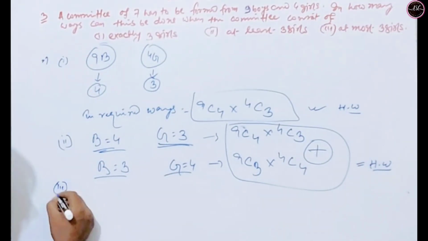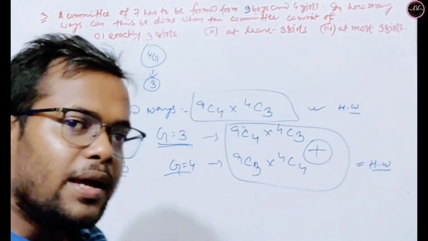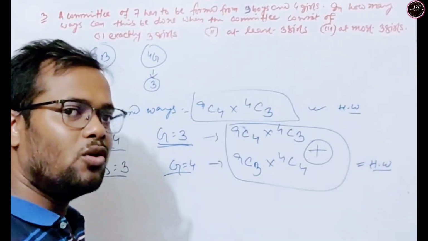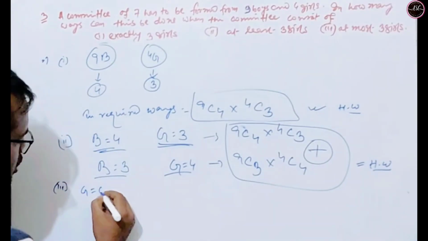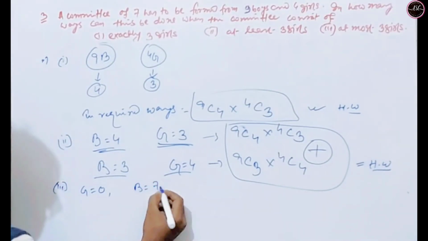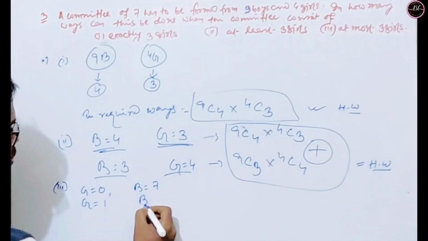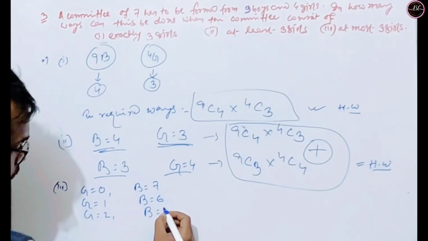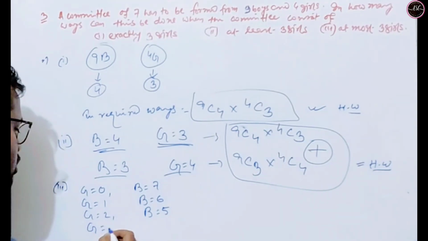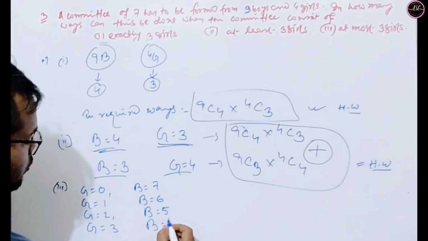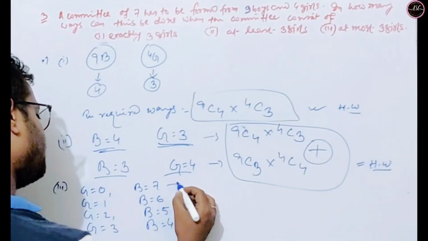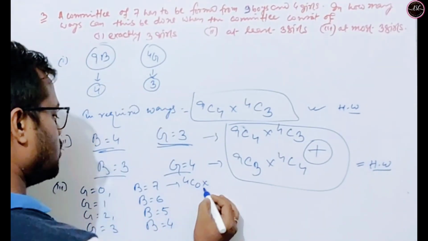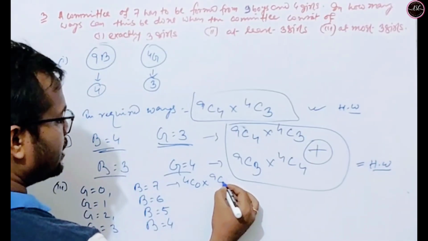And for this 3, at most 3 girls. That means there will be 0, 1, 2, 3 girls. Okay. So when girls equal to 0, boys equal to 7. When girls equal to 1, boys equal to 6. Girls equal to 2, boys equal to 5. When girls equal to 3, boys equal to 4. So the ways are here, out of 4, 0 girls, so 4C0 into, out of 9, 7 boys, 9C7.